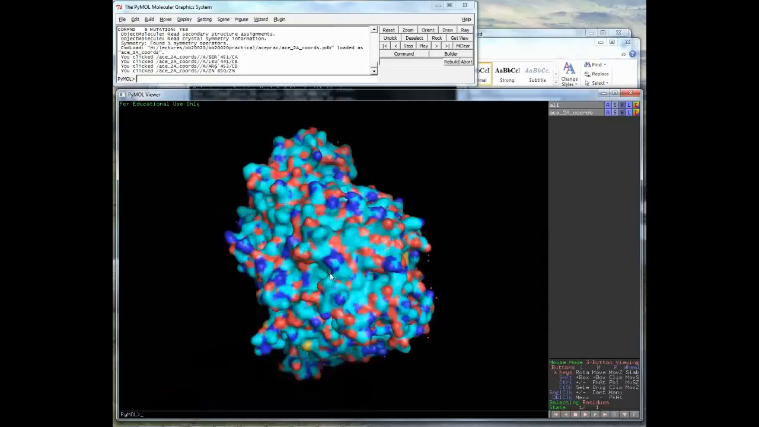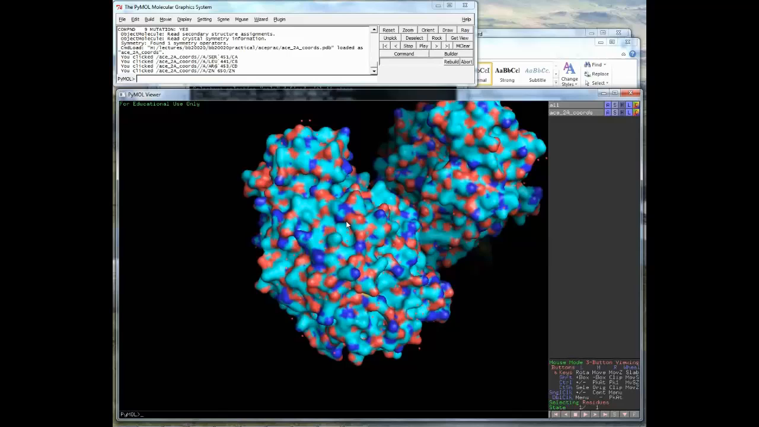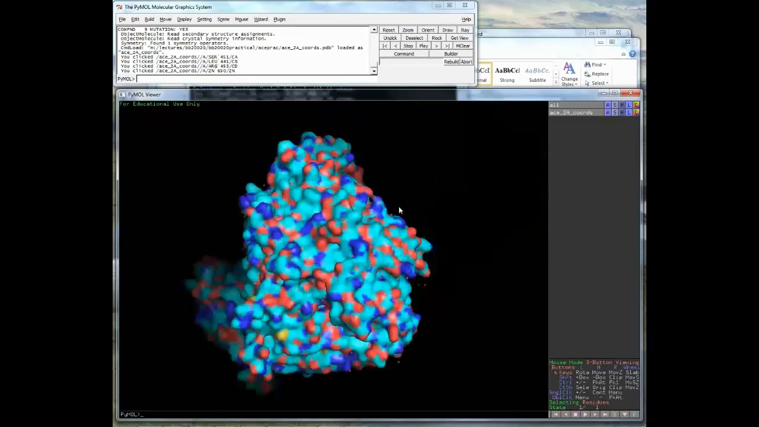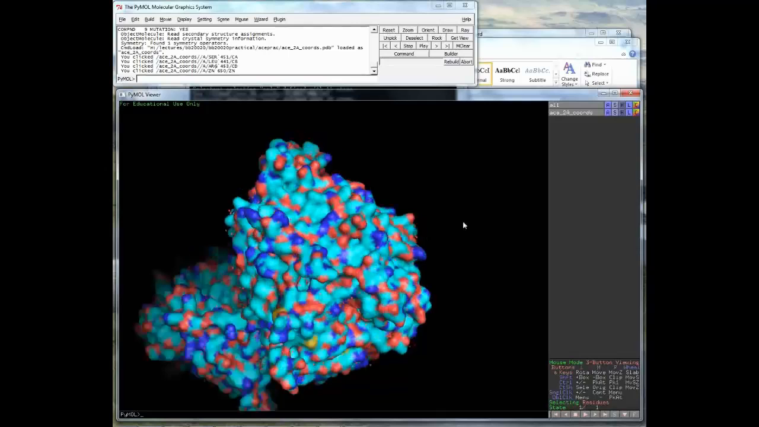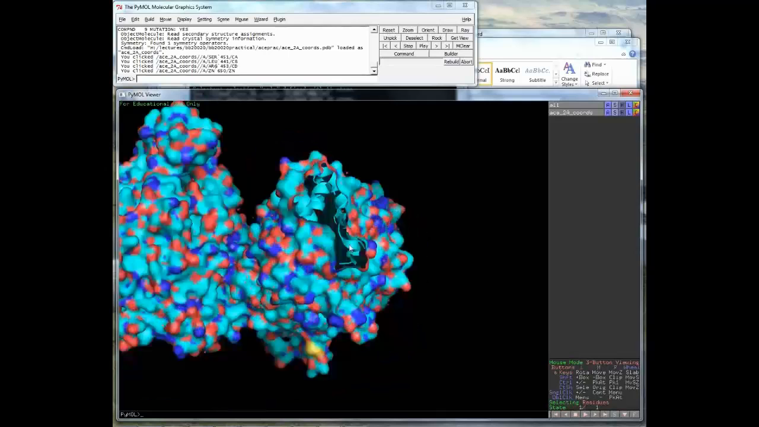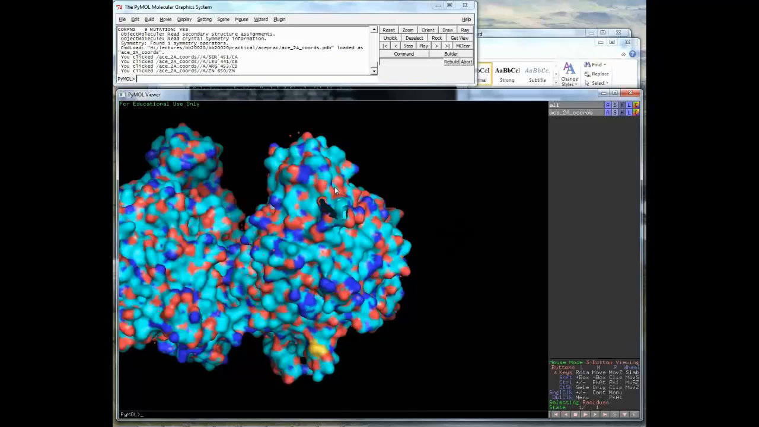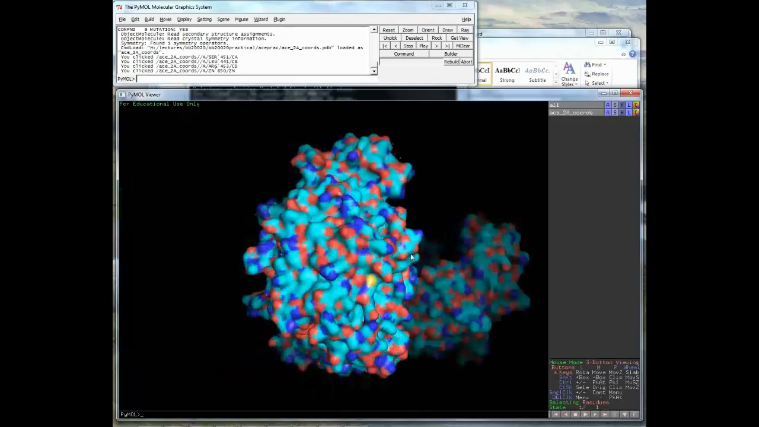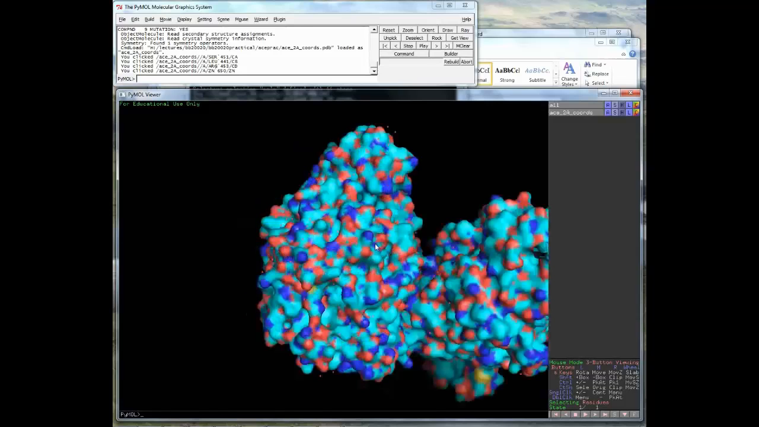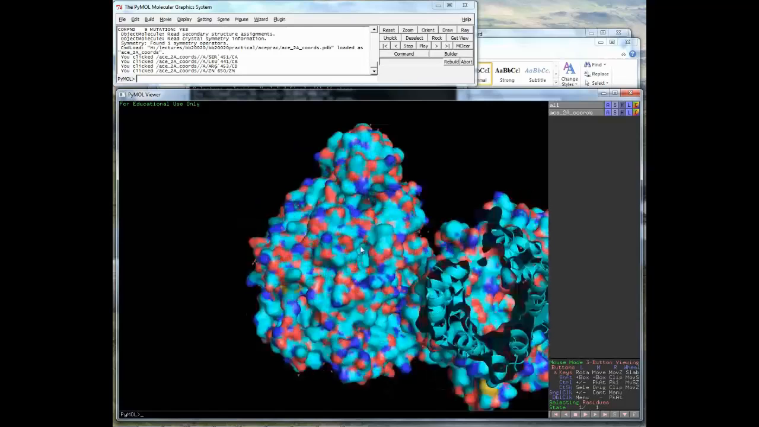So you can see here, you can see little cavities. There's another little cavity here. This is still coloured in the same way that we had it coloured before, so the carbon atoms are all coloured in this light blue, the nitrogens in the dark blue and the oxygens in the red. So you can see it's got a sort of speckled look. The little oranges you can see are sulfur atoms.